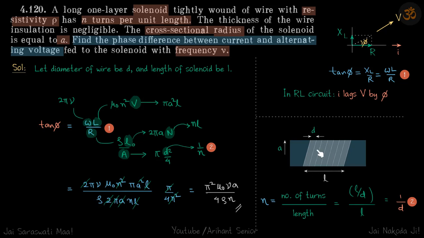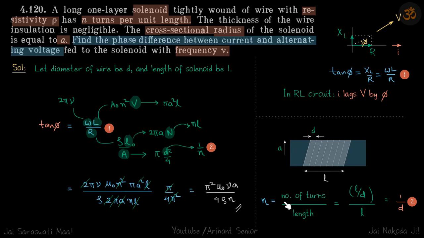Resistance of this wire, which is wound, is rho l naught by A. l naught is the length of the total wire, that is 2 pi a into number of turns. And number of turns is number of turns per unit length into length, that is n l. A is the cross-sectional area of the wire itself, so that will be pi d square by 4. And d is 1 by n.